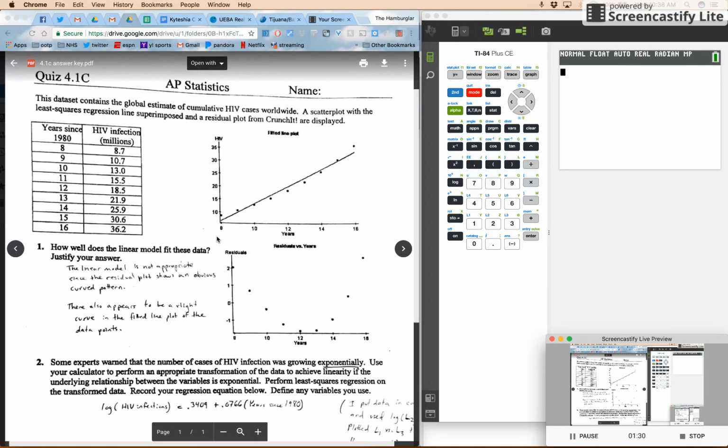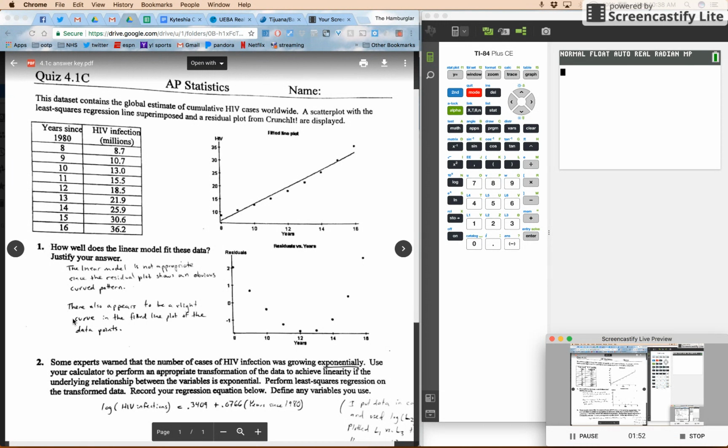of the residuals, which is a quick thing that should stand out to you, that tells you that a linear model is not a good model for the data points. So I wrote down the linear model is not appropriate since the residual plot shows an obviously curved pattern.